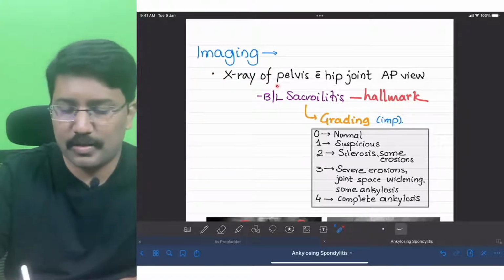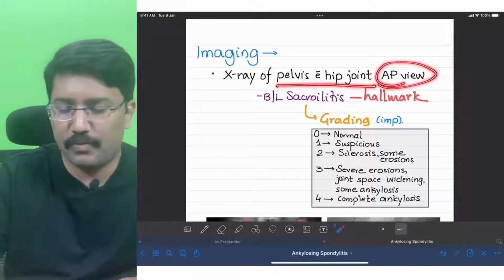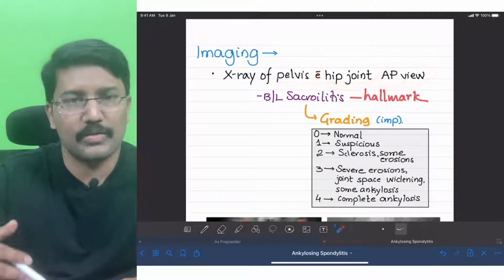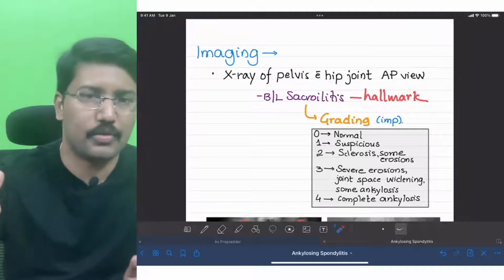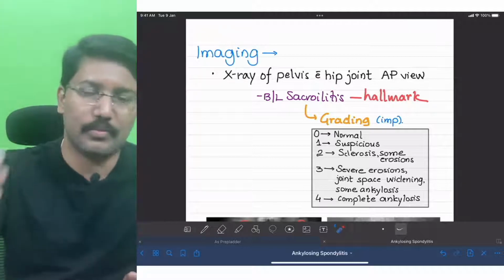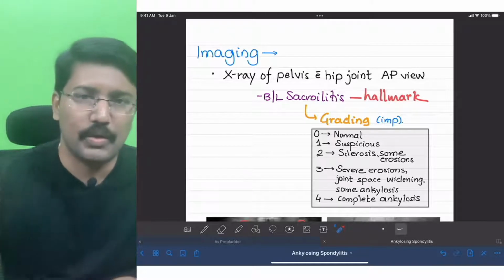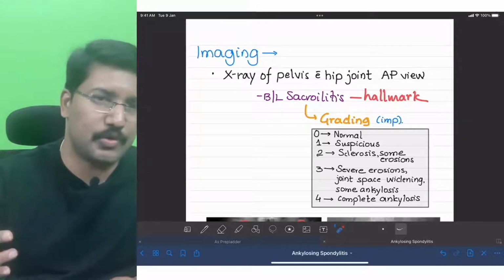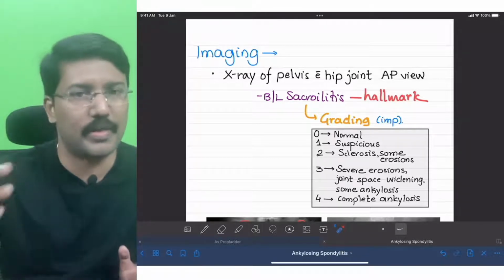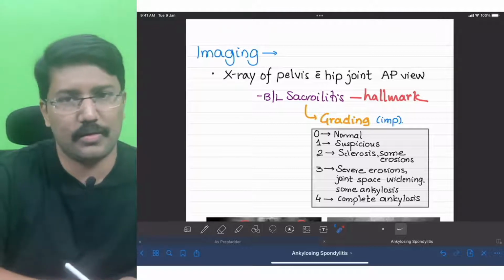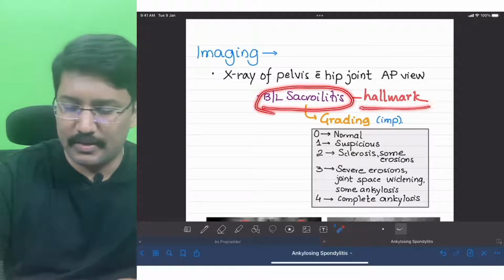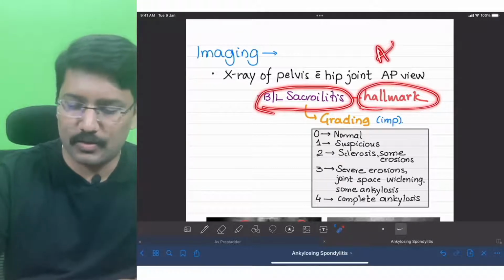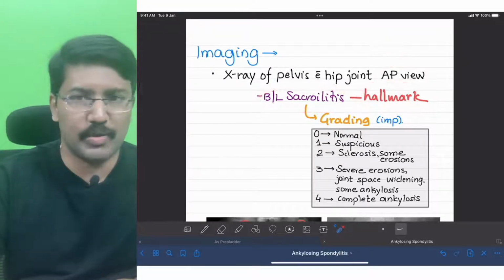Usually we do an X-ray of the pelvis with hip joint, AP view. Why do we do it with the hip joint? Because a good number of these patients also have hip joint arthritis coexisting. I have already told you lower limb large joints are more affected than upper limb. So knee arthritis as well as hip joint arthritis is very common by the time we diagnose the patient. Right. So presence of sacroiliitis definitely is the hallmark of ankylosing spondylitis. Right. It is a must for us.